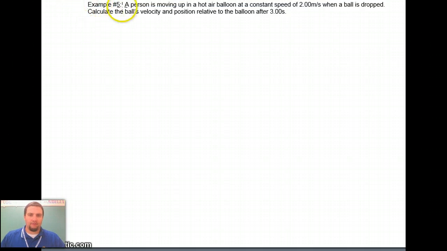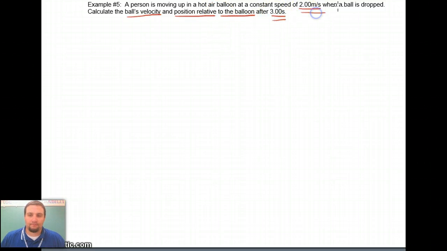So, example 5 says a person is moving up in a hot air balloon at a constant speed of 2 meters every second when a ball is dropped. Okay, so he's moving up. Him and the ball are both moving up. He drops the ball as they're both moving up. Calculate the ball's velocity and position. Now this is key, relative to the balloon after 3 seconds.